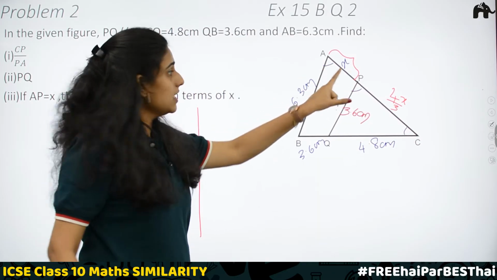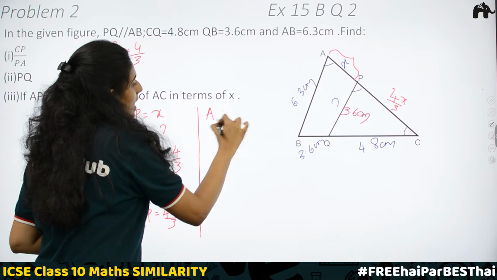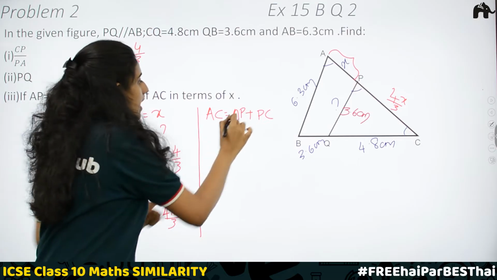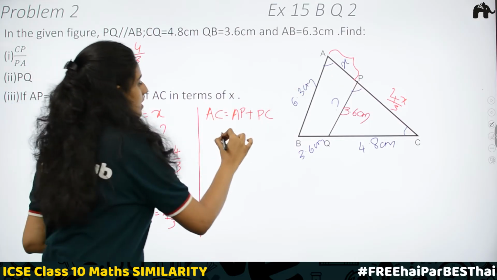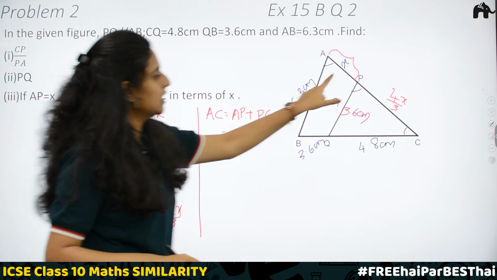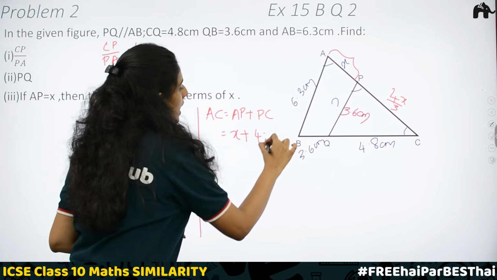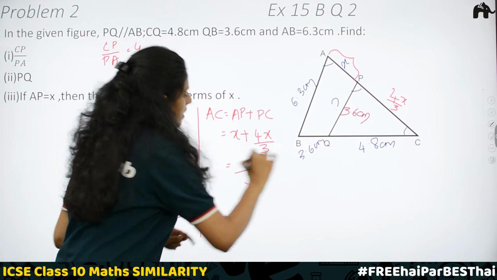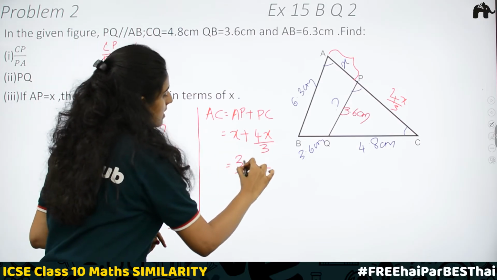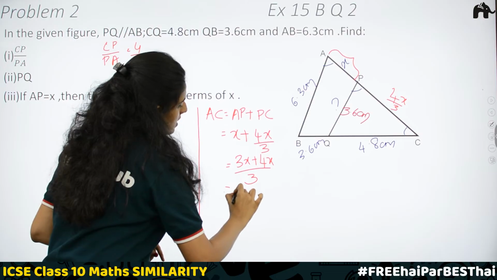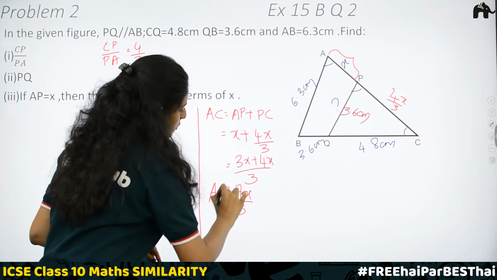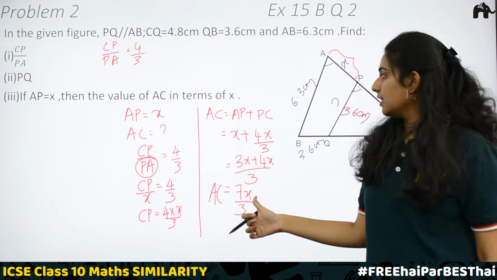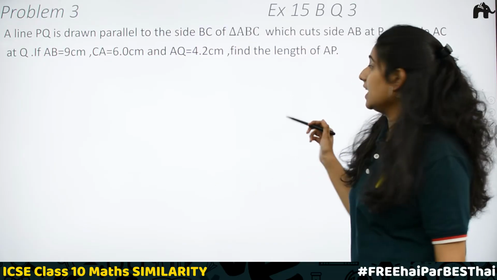And we already have AP is equal to X. What is AC? AC is equal to AP plus PC or CP. Put the values. We have AP, that is X, equal to X plus PC. PC is this part, which is 4X divided by 3. And that is equal to, taking LCM, denominator we get 3, 3 into X plus 4X, which is 7X divided by 3. Therefore, AC in terms of X we get 7X divided by 3. Clear?